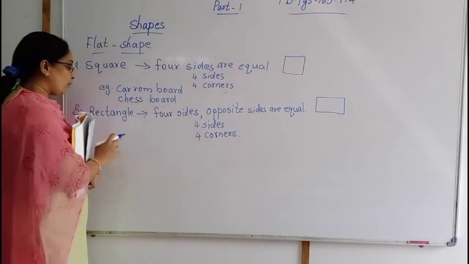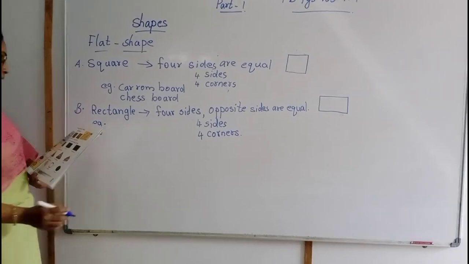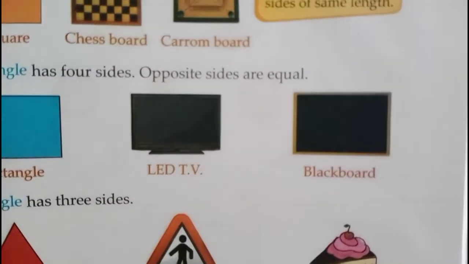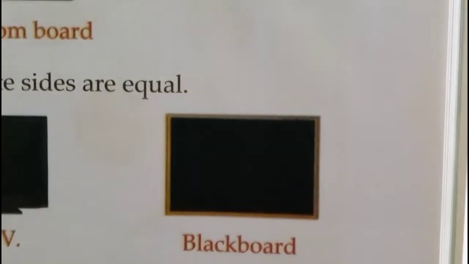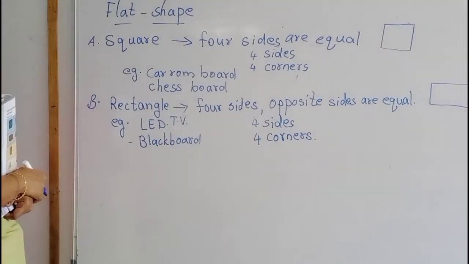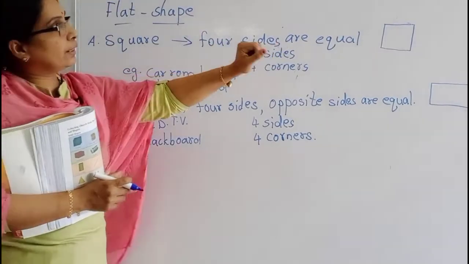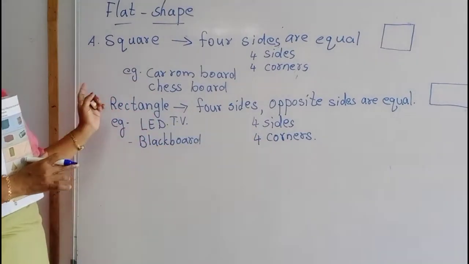For the example of rectangle, we will say LED TV. You know TV, LED TV in your home. TVs are in the rectangle shape. Then blackboard, our school board, also in the shape of rectangle. See, these two sides are equal and these two sides are equal. This is the example of a rectangle shape.